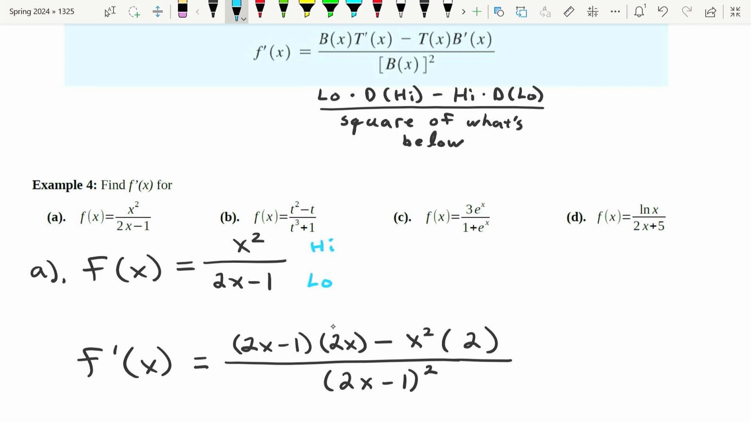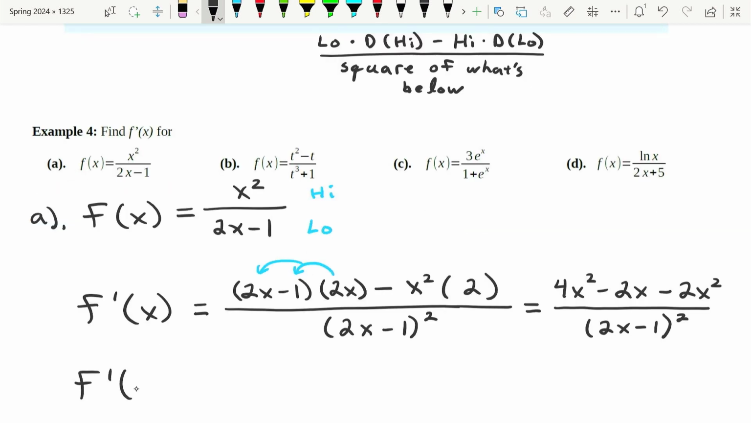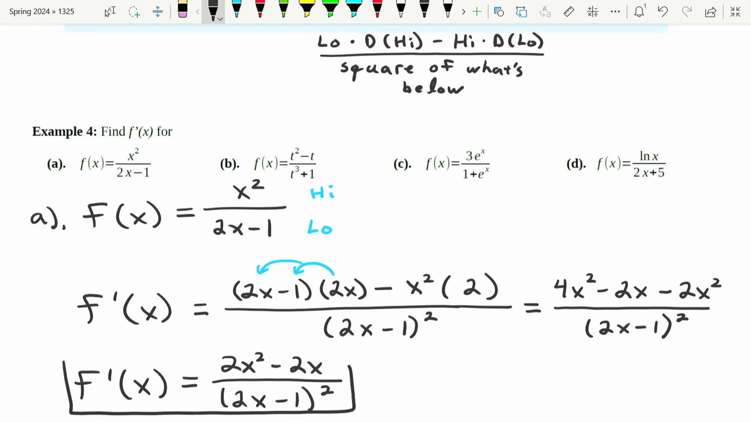We do need to simplify things down a little bit, so we can distribute when we need to. So distributing here would give us 4x squared minus 2x minus 2x squared all over 2x minus 1 in parentheses all squared. And that would simplify down to 2x squared minus 2x all over 2x minus 1 in parentheses all squared.